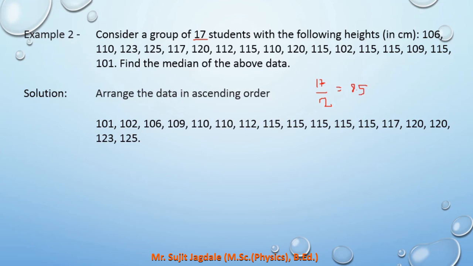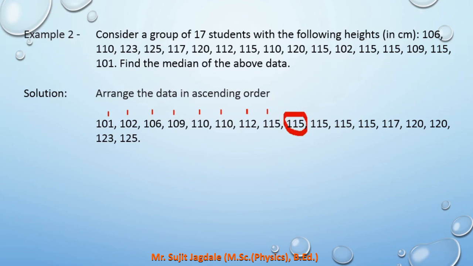Okay, so just ignore the remaining part. Which part? The part which is after the decimal point. Just ignore that part and consider the first number. What is the first number? 8. So how many observations do you have to count? 8 observations in ascending order. 1, 2, 3, 4, 5, 6, 7 and 8, and then the ninth value is considered to be the median.